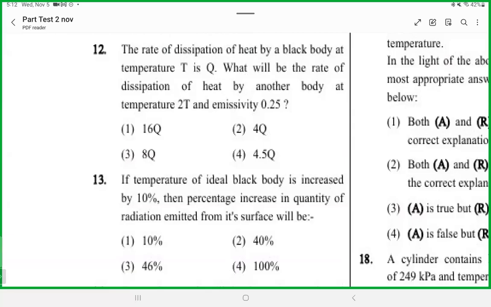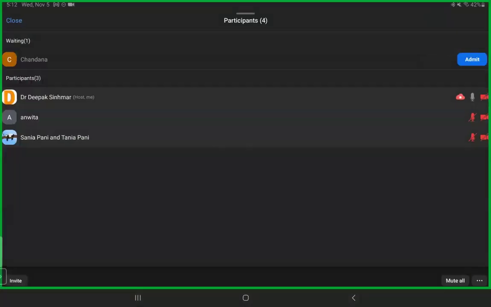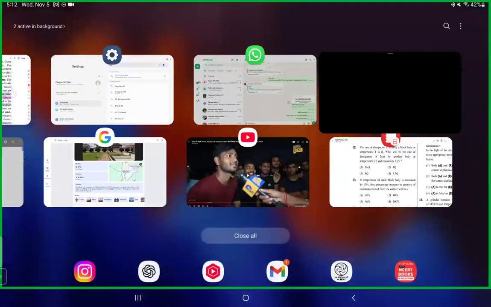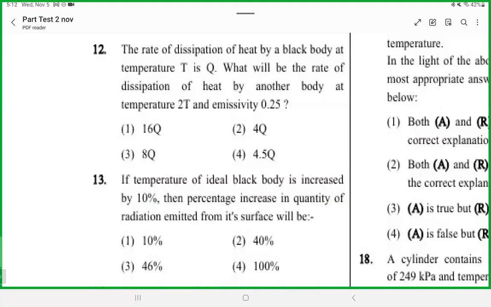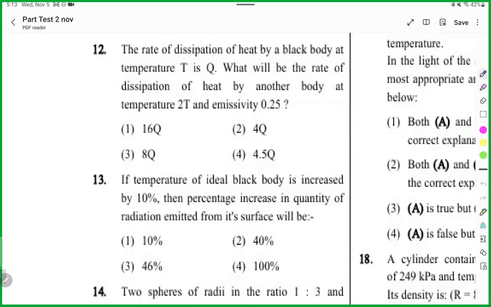Done? So let me explain. In this question, the rate of dissipation of heat by a black body at temperature T is Q. What will be the rate of dissipation of heat if the temperature is 2T and the emissivity is this?